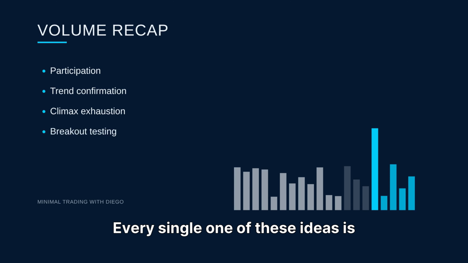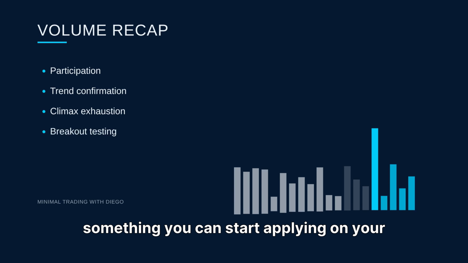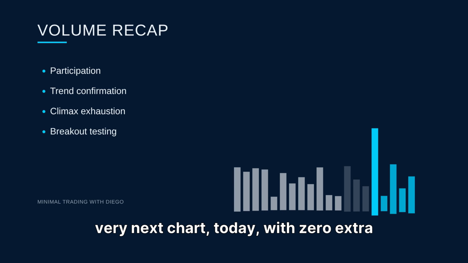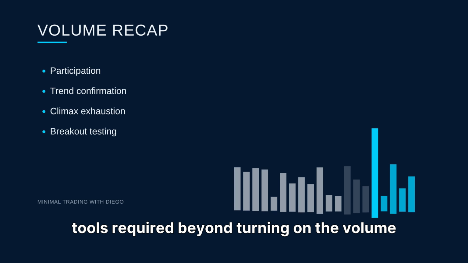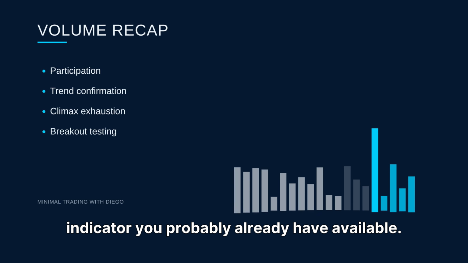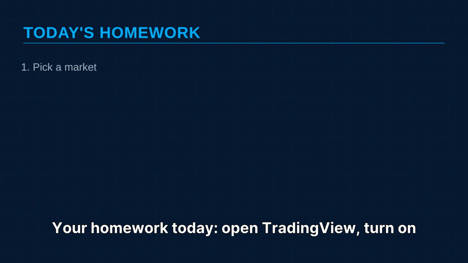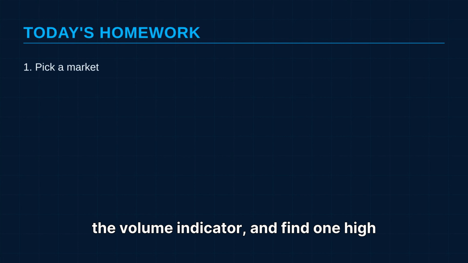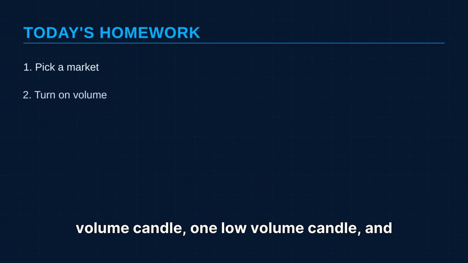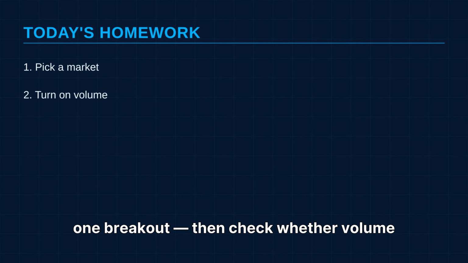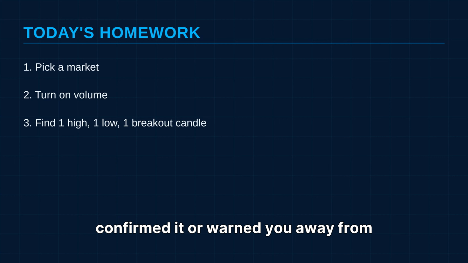Every single one of these ideas is something you can start applying on your very next chart today with zero extra tools required beyond turning on the volume indicator you probably already have available. Your homework today: open TradingView, turn on the volume indicator, and find one high volume candle, one low volume candle, and one breakout. Then check whether volume confirmed it or warned you away from it.